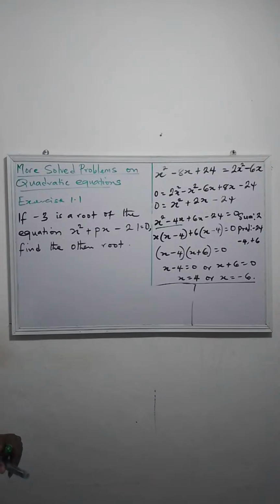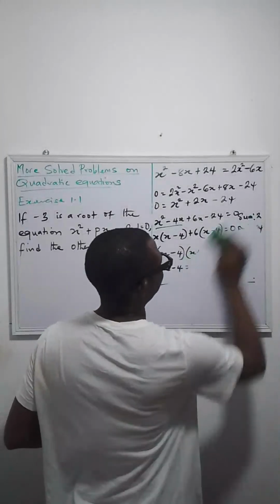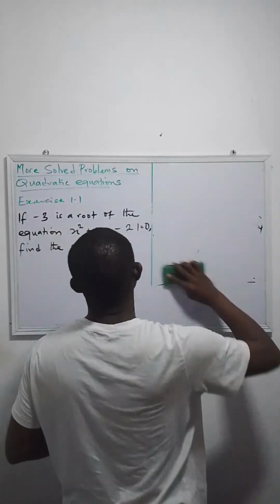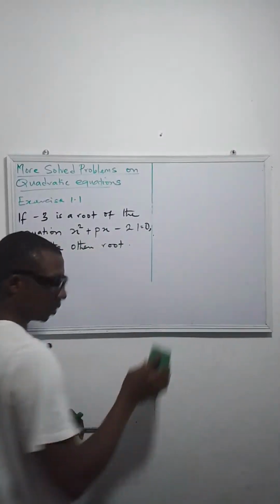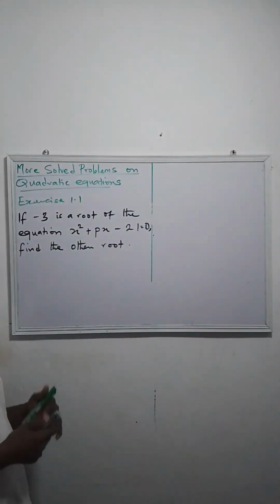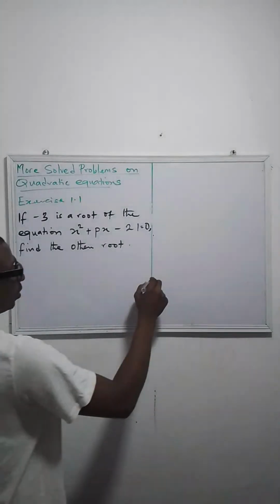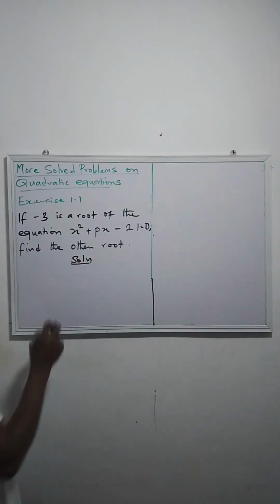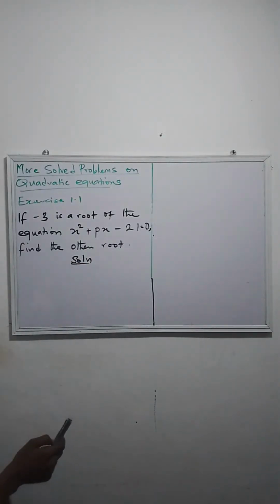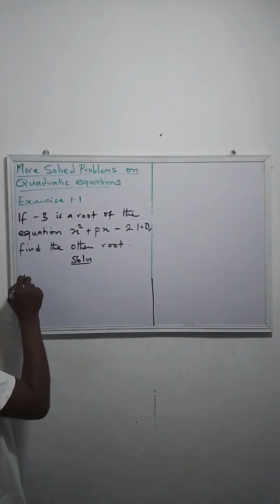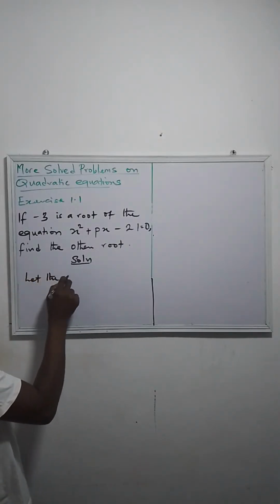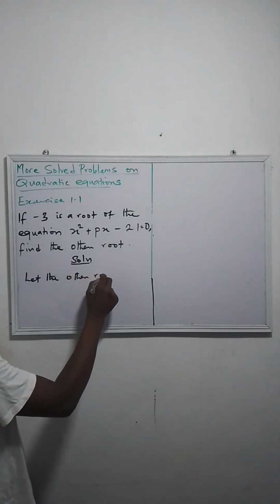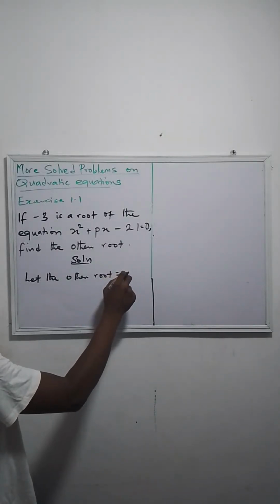So how do we go about this? Now, there are several ways you can approach this problem. But let's use this approach. Let's see how we're going to get the answer. Now, we can start by saying, let the other root, which we are looking for, be equals to, let's say a.